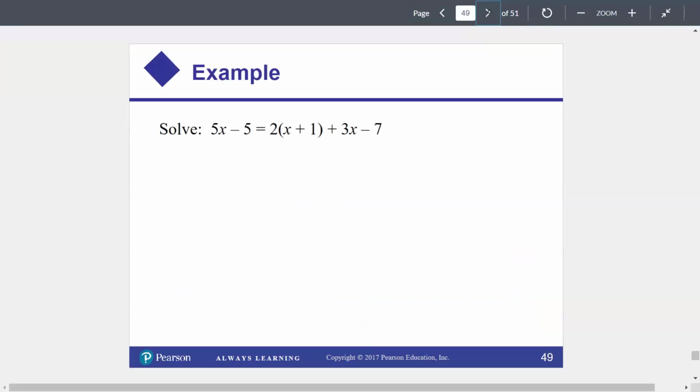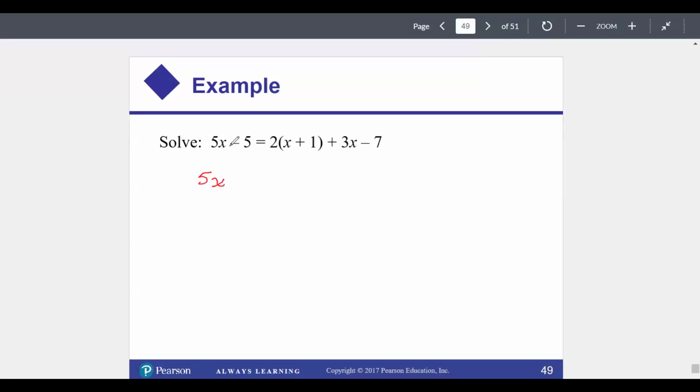So in this case, we're going to see something a little different. This is going to be more like what we saw earlier when we were working on those worksheet problems. Once again, the left side's fine. I don't have to simplify. It's just the right side. I'm going to distribute this 2. And I have 2x plus 2 is equal to 3x minus 7.